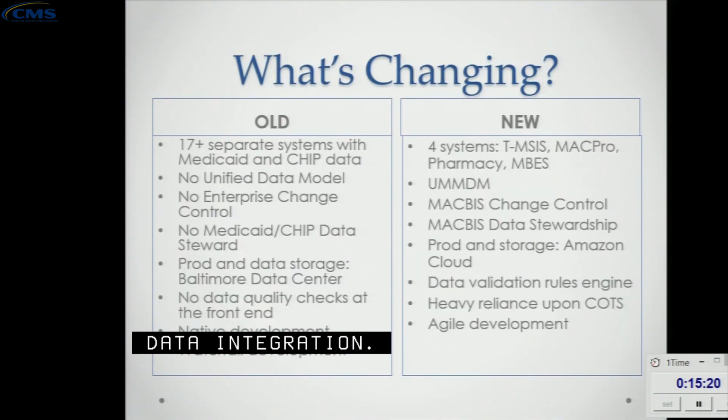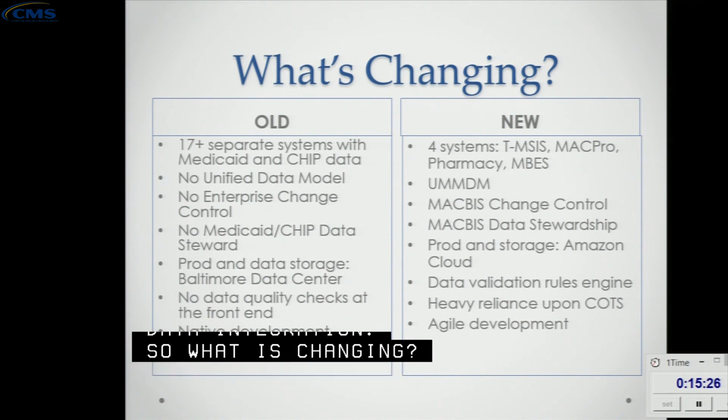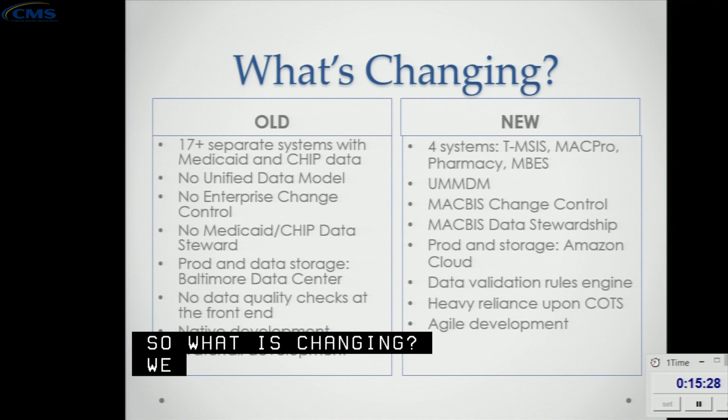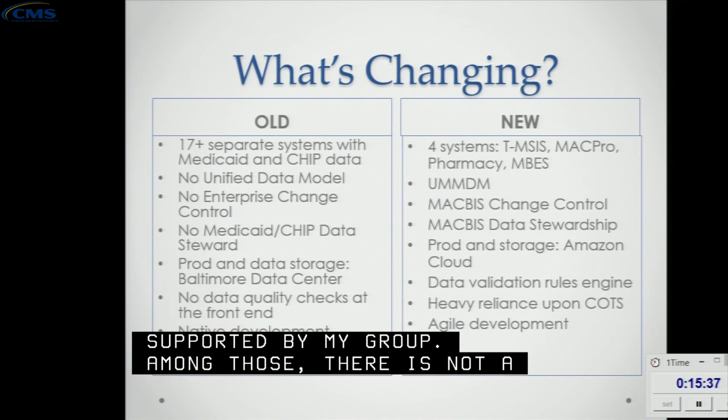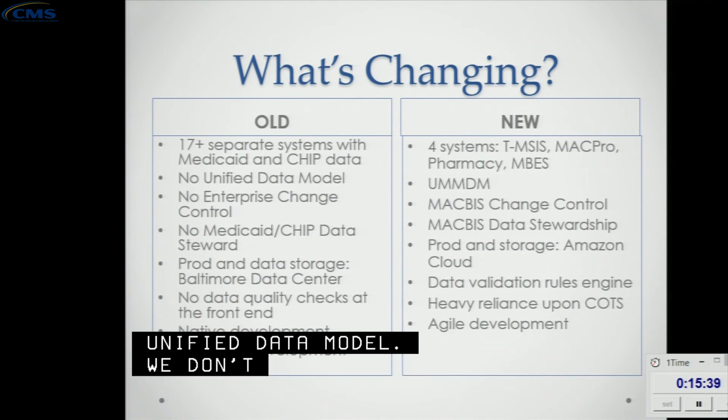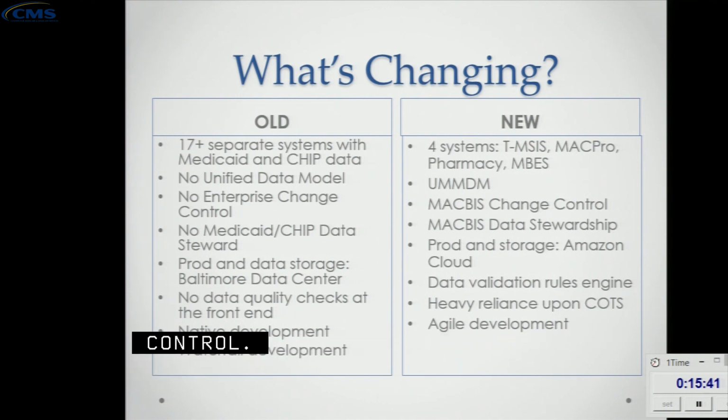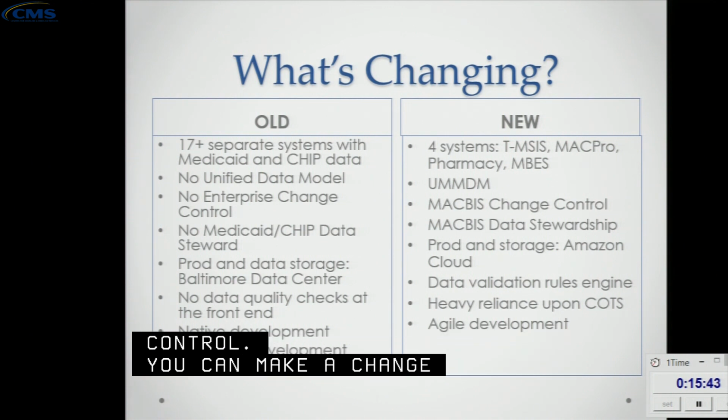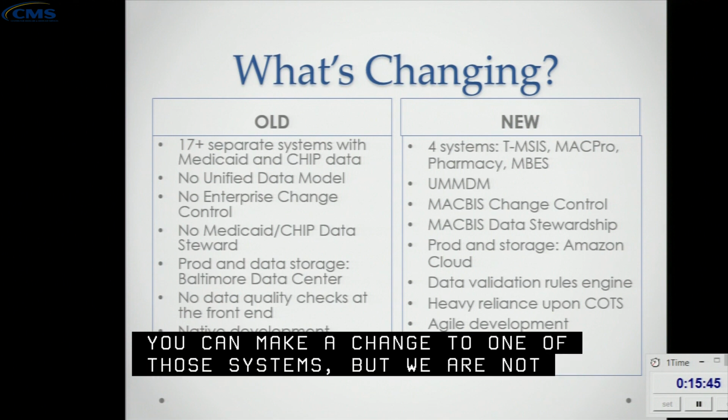Oh, stop to underline things. Okay, so what's changing? We have 17 separate systems with Medicaid and CHIP data right now that are supported by my group. Amongst those, there is not a unified data model. We don't have what I call enterprise change control. So you can make a change to one of those systems, but we aren't currently able to assess or make the cascading changes that would happen in those other systems.